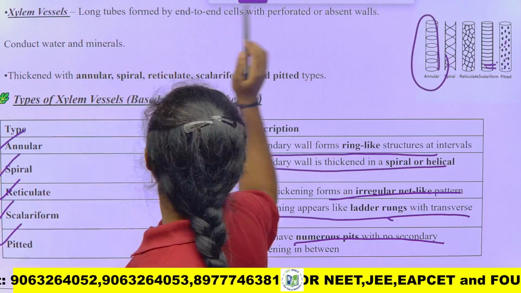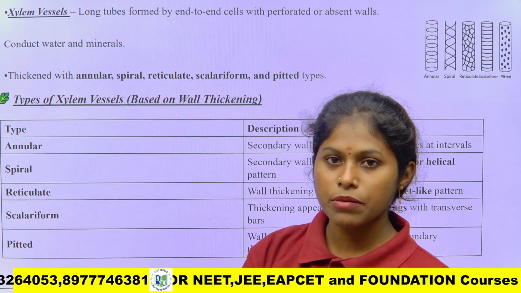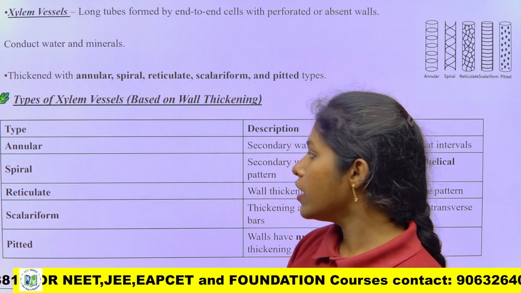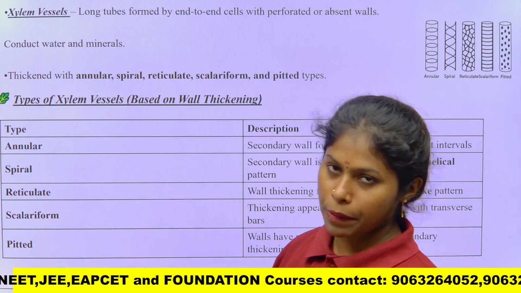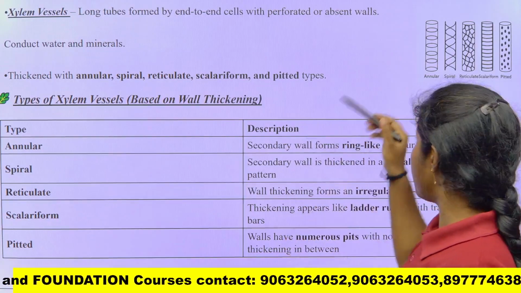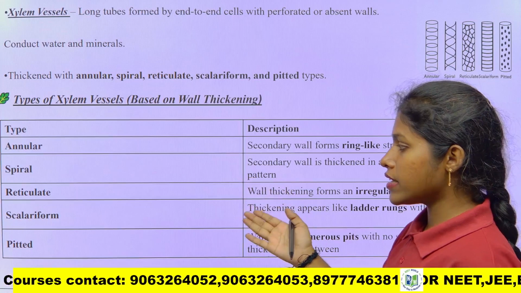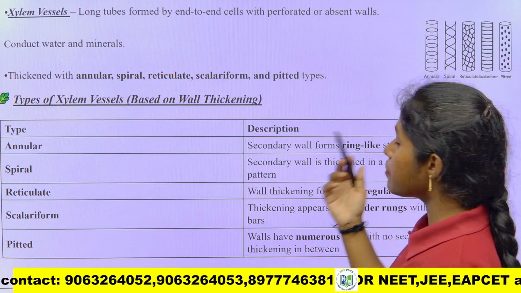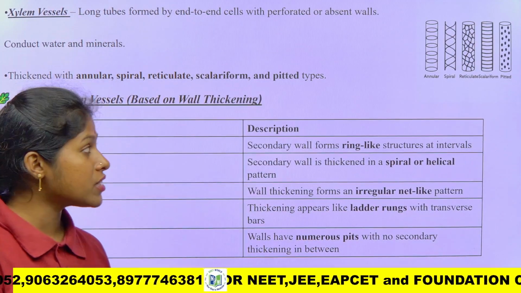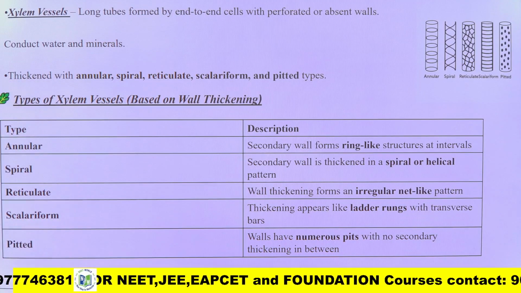So mainly the xylem has 4 types. What are they, children? Tracheids, vessels, xylem parenchyma and xylem fibers. The tracheids, based on thickenings, are of 5 types: annular, spiral, reticulate, scleriform and pitted. Vessels are also of 5 types based on their wall thickenings: annular, spiral, reticulate, scleriform and pitted. Annular means ring shaped, spiral means helical, scleriform means ladder-like structure, reticulate means network-like structure, and pitted means uniform distribution of pits, right. I hope you are all clear about this, children.